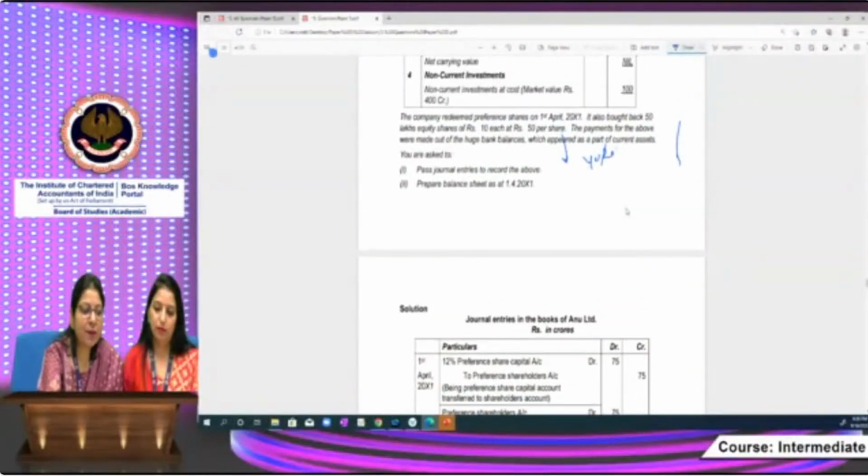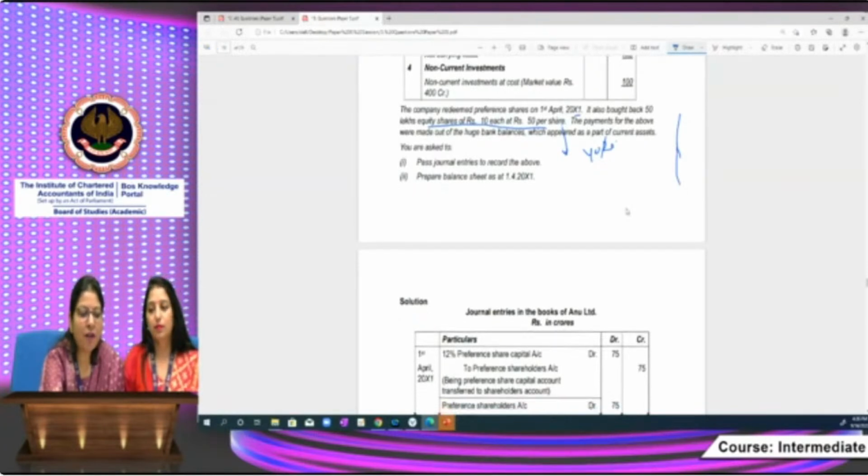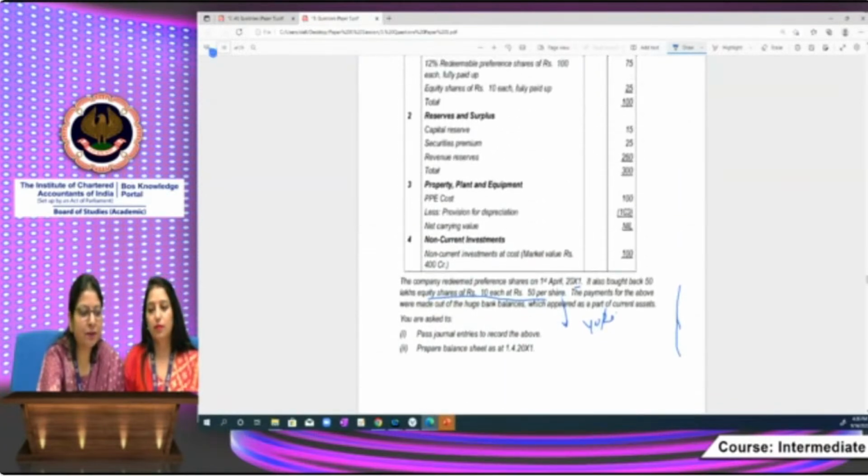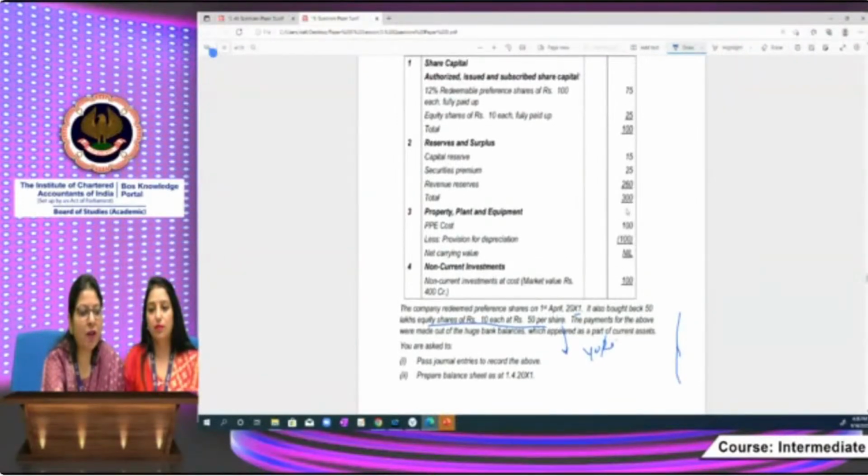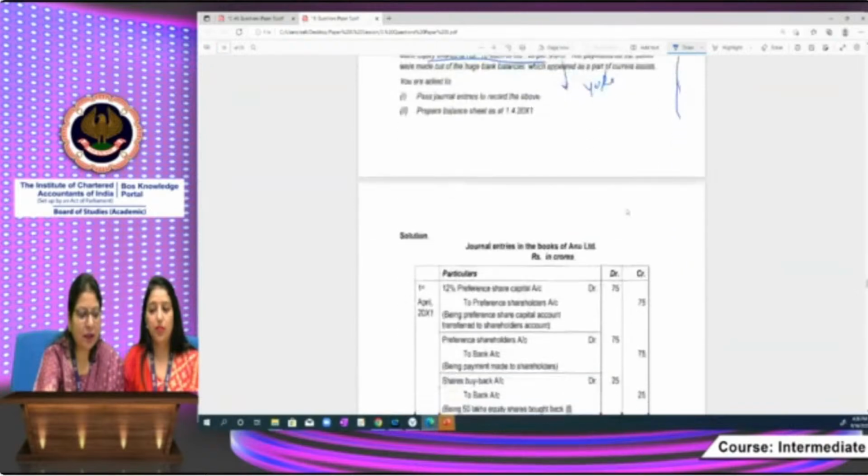In the case of this particular question, it is also given to us that the company bought back 50 lakh equity shares of rupees 10 at rupees 50, for which we have already explained. But one additional information was the company redeemed preference shares on 1st April 2021. So how we will proceed for that? Preference shares were for 75 lakh and it will redeem 75 lakh.